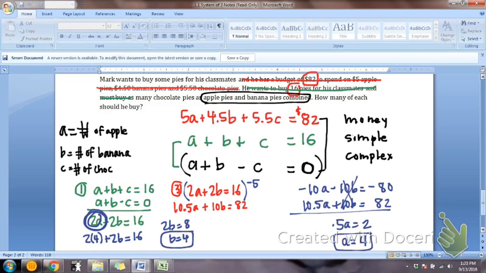So how many banana pies are we going to have? 4 banana pies. If I know 4 banana pies and 4 apple pies, how can I find the number of chocolate pies? A plus B plus C equals 16, because that's what it was in the beginning. You can plug it back into any one of these. So if we plug it back into this middle one, I had 4 plus 4 plus C equals 16. So I have 8 plus C equals 16. So what is our C value? 8.